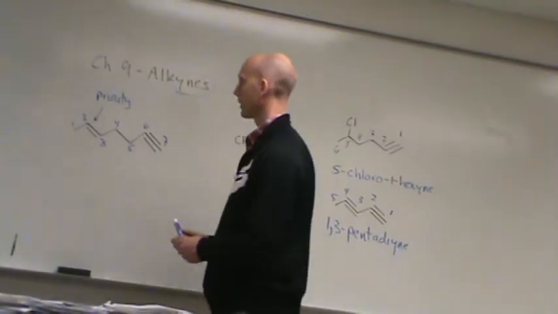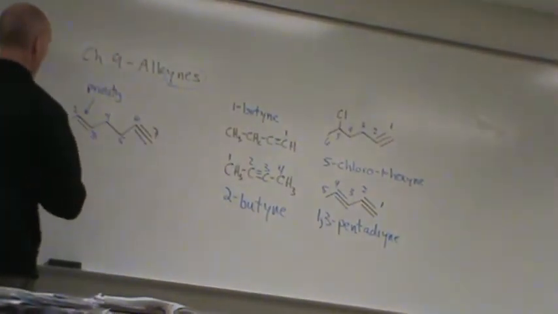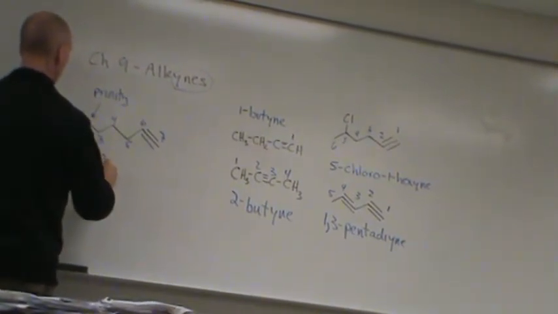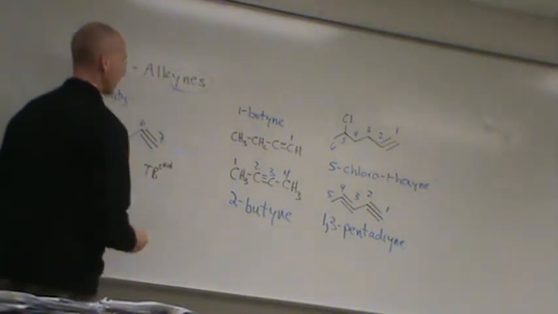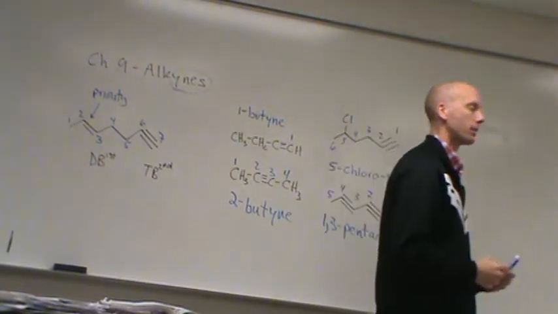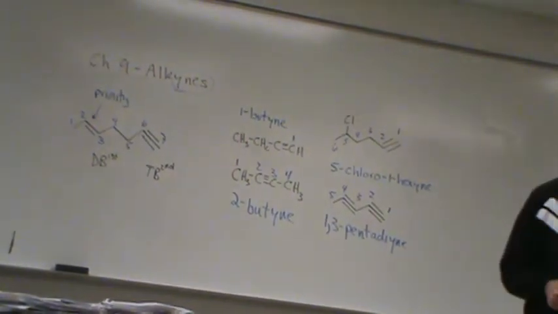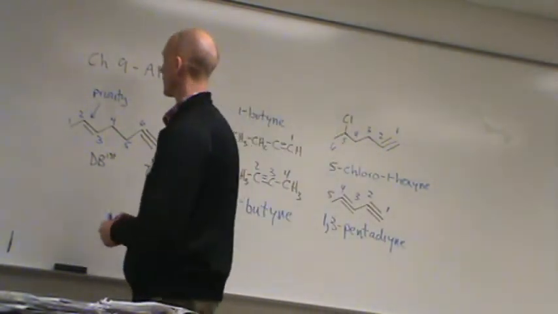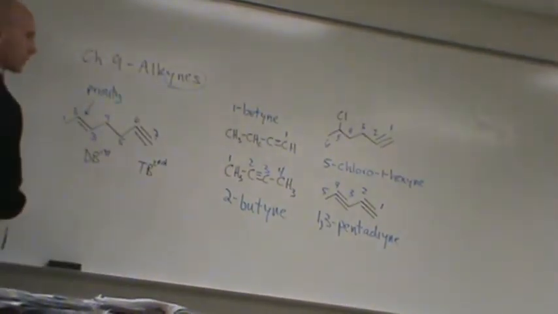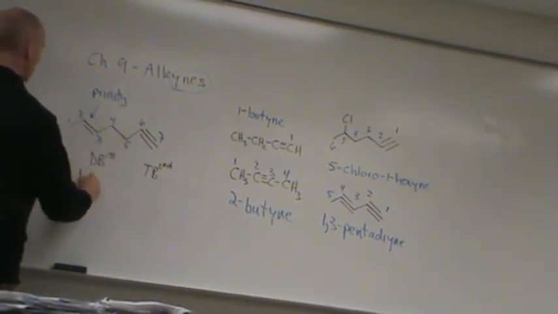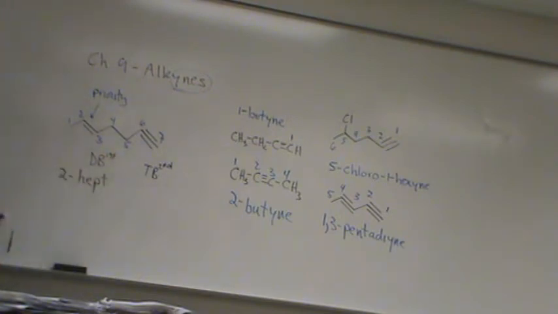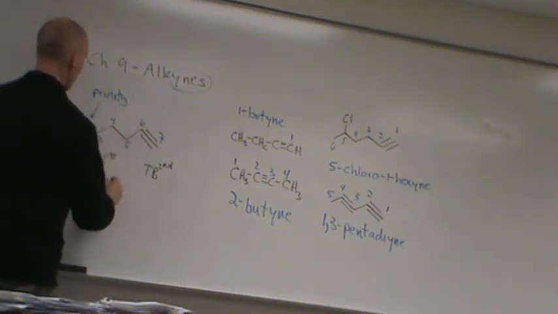Okay. So how do we name this thing? Well, we name the double bond first, and then the triple bond second. Okay? So if we name the double bond first, that double bond begins on carbon 2. So we have 2, and then hept is the word for 7. Then the triple bond begins on 6.